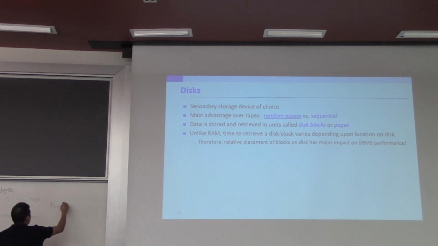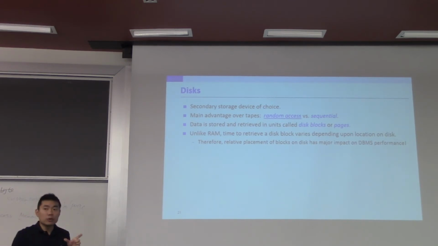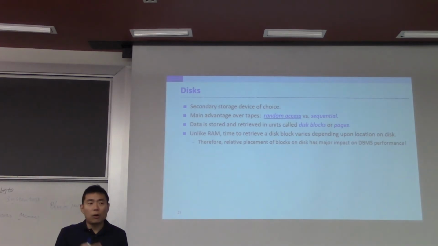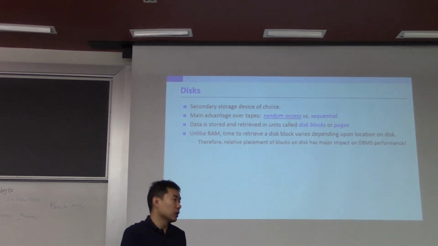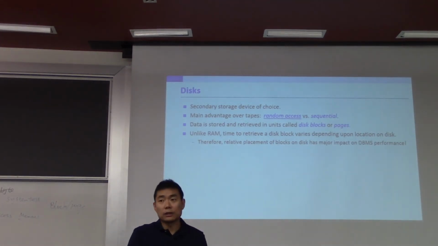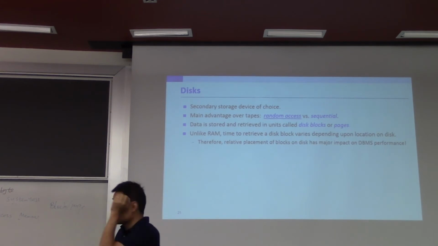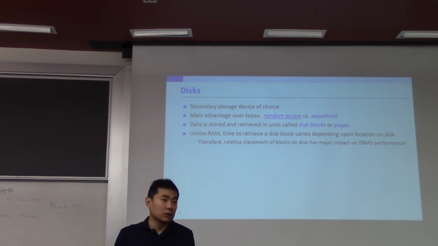A block or a page represents nothing but a collection of bytes that you access at the same time. That's the smallest unit of data you're going to operate over. And the typical size for this is either 4 kilobytes or 8 kilobytes in modern database systems.